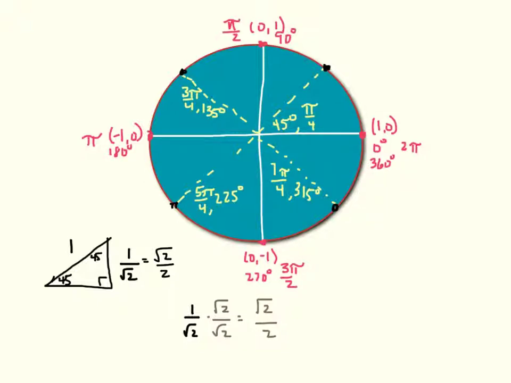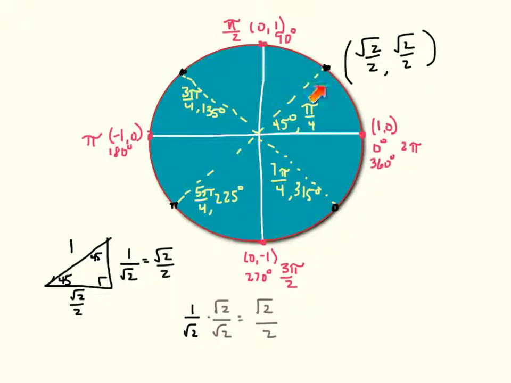The sides, or the legs, of a 45-45-90 triangle are equal, so this is also square root of 2 over 2. Now, thinking about this point, its height, or the y, is whatever the height of that triangle was, which was square root of 2 over 2. And the length this way, the x, is square root of 2 over 2. So this point is at square root of 2 over 2, square root of 2 over 2.